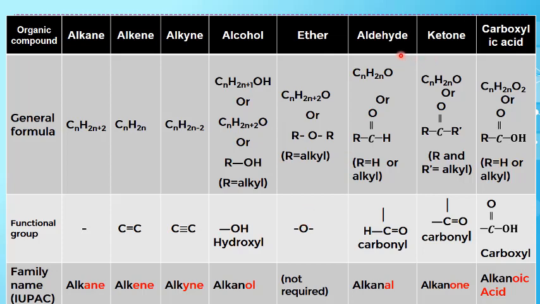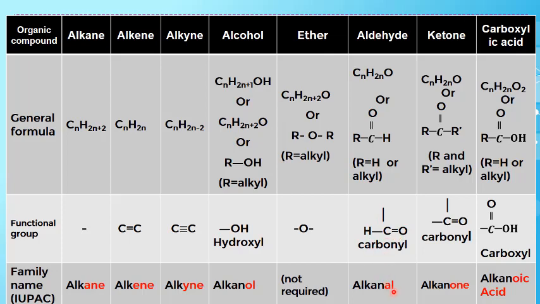Aldehyde is a family of organic compounds studied last year. Its general formula is CnH2nO, or it can be represented by C double bond O, single covalent bond H, and here is R, which is an alkyl group. Now for aldehyde, R can be H. It means R here can be replaced by H or by an alkyl group. This functional group is written in that way. It's called the carbonyl group.